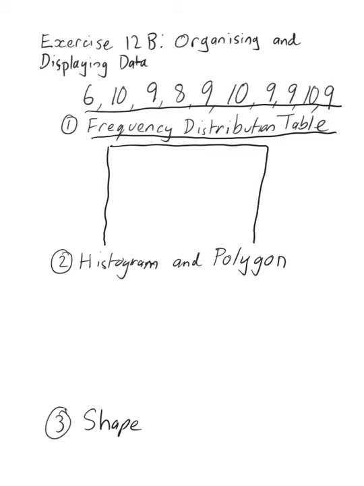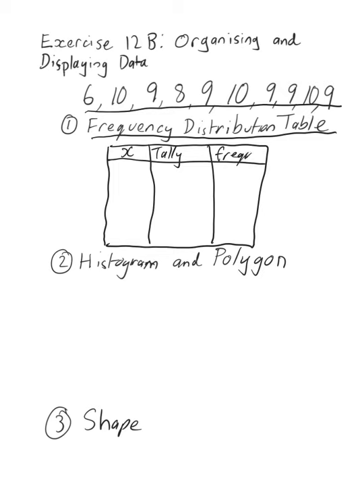I'm going to put in 3 different columns. You may choose to only have 2. Okay, the first one and the last one. Now we'll put X here. There are our scores. I'm going to put tally here just to show you what I'm doing, and this is F, and I'll put the whole word frequency. You can just use the letter F.